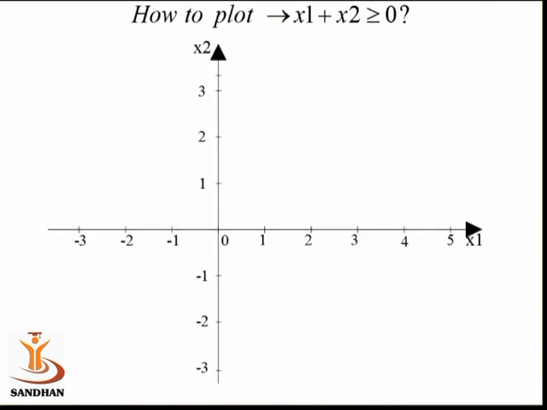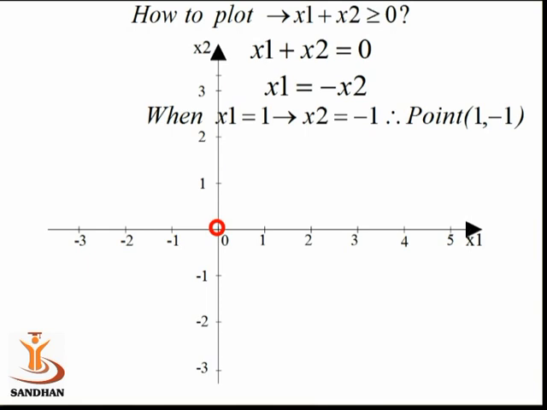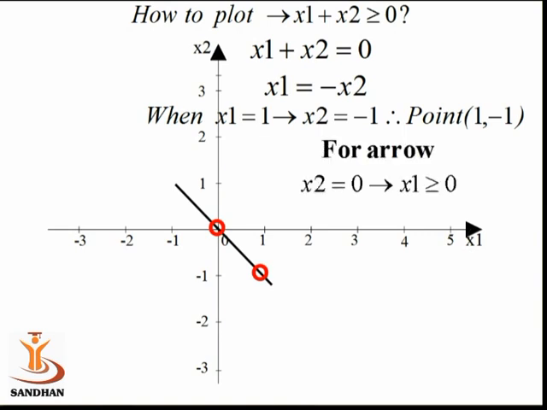How to plot x1 plus x2 greater or equal to 0? Again on similar lines we take equality here. So when I take x1 equal to 0, x2 will be 0, x1 equal to 1, x2 equal to minus 1. So these are the 2 points of the line. I join them. There will be the line represented by x1 plus x2 equal to 0, and the area defined by greater or equal to 0 will be like this.